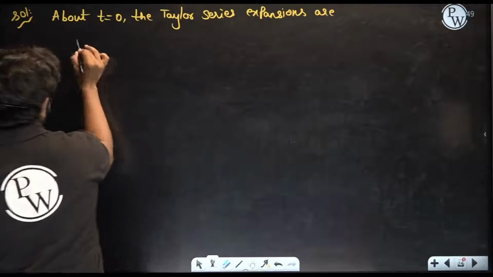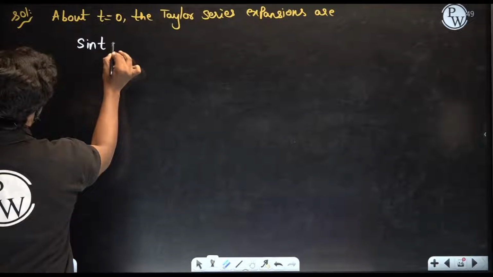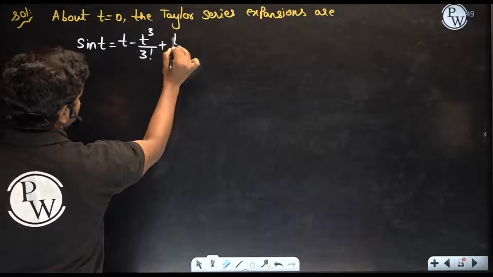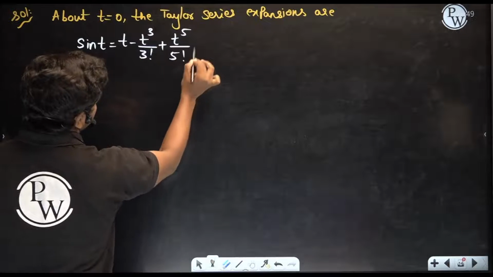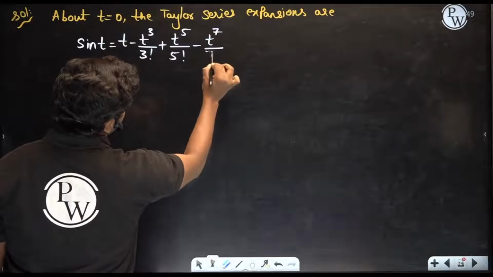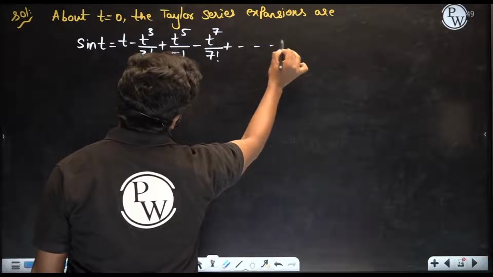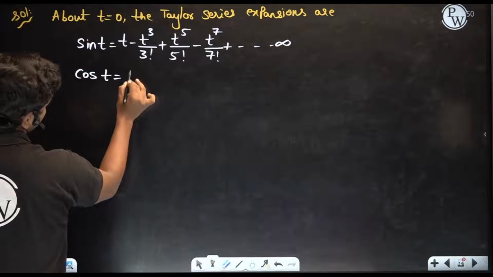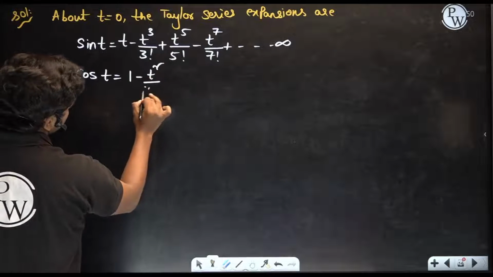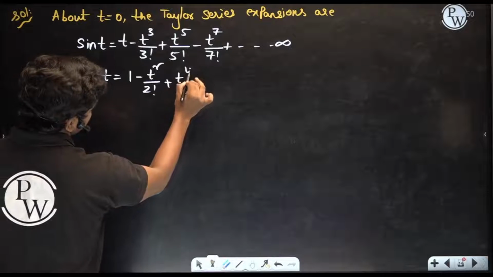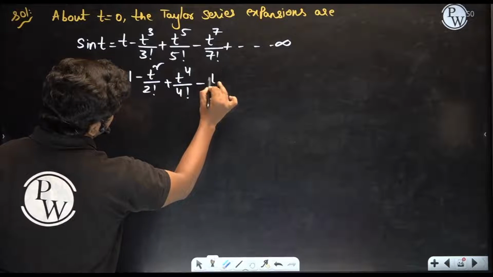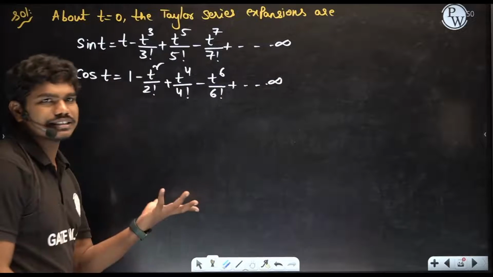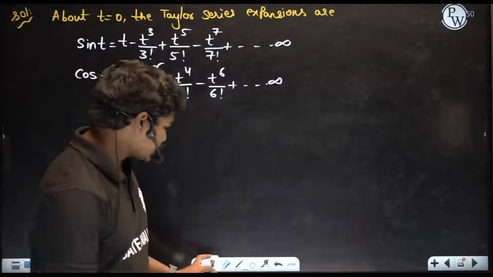sin t is equal to t minus t cube by 3 factorial plus t power 5 by 5 factorial minus t power 7 by 7 factorial plus and so on to infinity, and cos t is equal to 1 minus t square by 2 factorial plus t power 4 by 4 factorial minus t power 6 by 6 factorial and so on to infinity. So these are the normal Taylor series expansions that we generate during our Taylor series analysis.